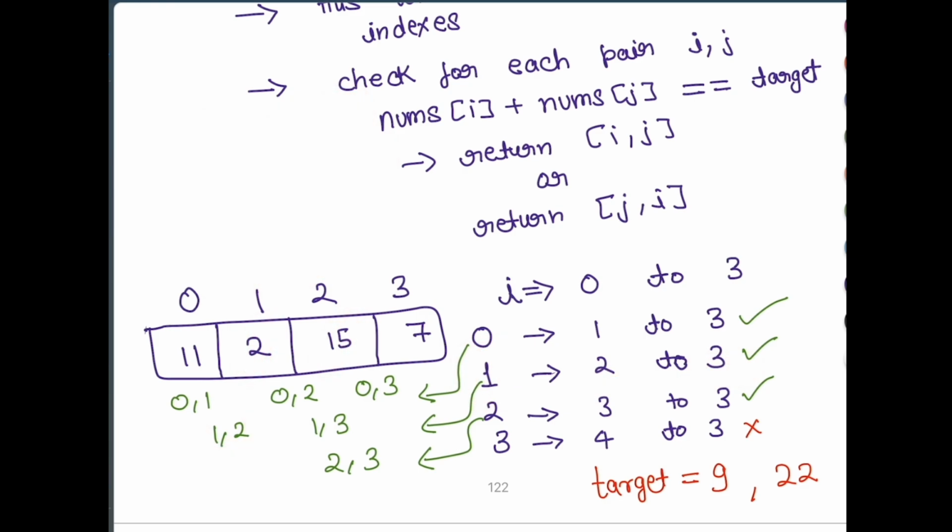So we are going to check the next pair, which is 1, 3. Now 1, 3 means index 1 and index 3, the elements are 2 and 7. 2 plus 7 is 9, which is equal to our target 9. And the moment we find the correct pair, we can directly return our value 1, 3 or 3, 1. That is i, j or j, i.